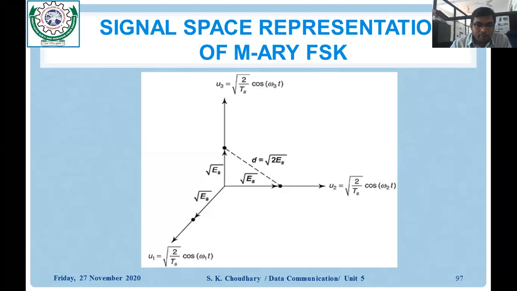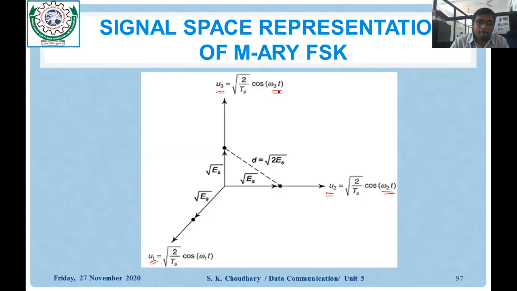You can see there are more than 2 carrier signals shown here, because the carrier signal would be modulated according to the incoming symbols. So you can see a 3-dimensional signal space diagram has been shown. On one of the axes is the orthogonal signal U1, that is cos omega 1 t, with frequency omega 1. Another is U2, having the frequency omega 2. The third one is U3, having the frequency omega 3.